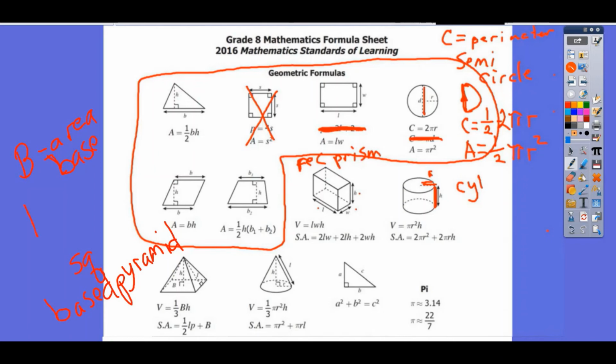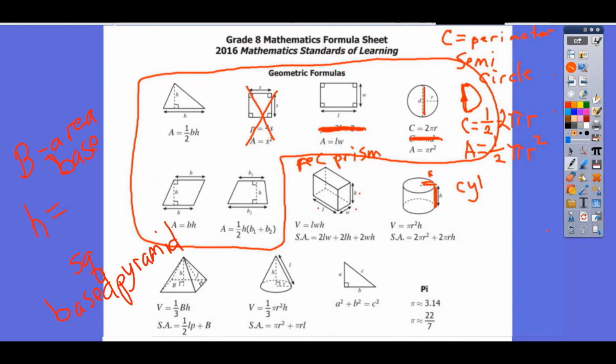Then you have H, which is the height. And if you look at the picture of your square-based pyramid, the H is the distance from the tippy top, drop straight down to the middle. Okay? Then you have your surface area, 1/2 LP plus big B.